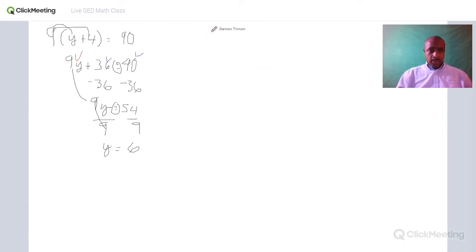Okay, so we're going to do 9 times the quantity of z plus 3 equals 108. So we're going to distribute this out. 9 times z is 9z plus 9 times 3 is 27. And then we're going to get 108.